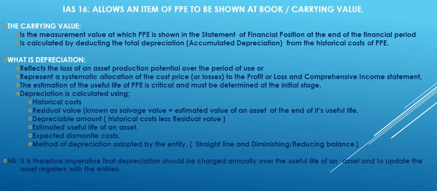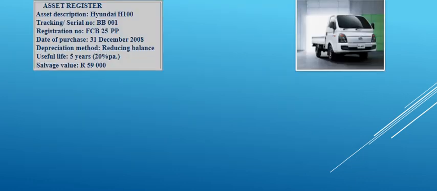It is therefore imperative that the depreciation should be charged annually over the useful life of an asset and to update the asset register with the entries. Let's look at how an asset register will be kept throughout the useful life of PPE to determine the carrying value at the end of each financial period while the asset is generating an income for the entity.